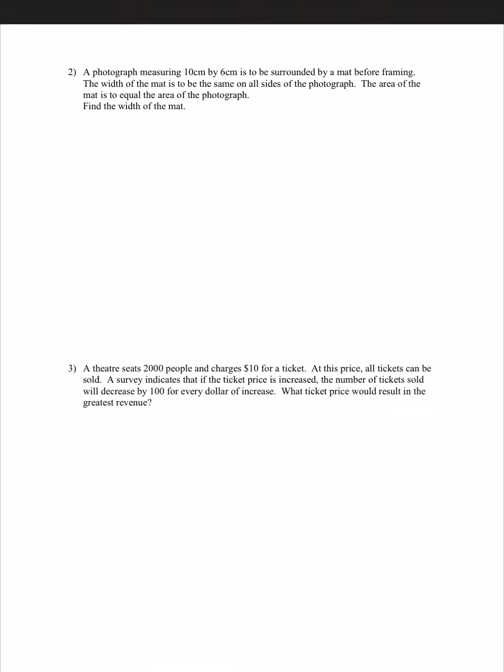So we have a photograph. So we'll have our photo here. And it says the photo is going to be 6 centimeters by 10 centimeters. So we'll label this 6 centimeters and this 10 centimeters. It says it's surrounded by a mat before framing, and it says the width of the mat is to be the same. So that's that idea of that uniform width all the way around. So we'll try to draw it so it looks like it's about the same width all the way around my photo.